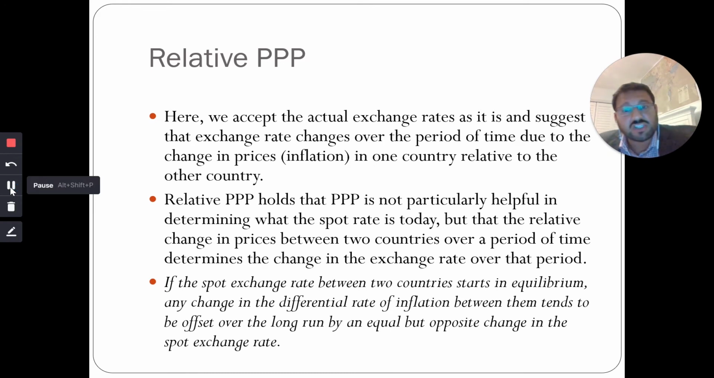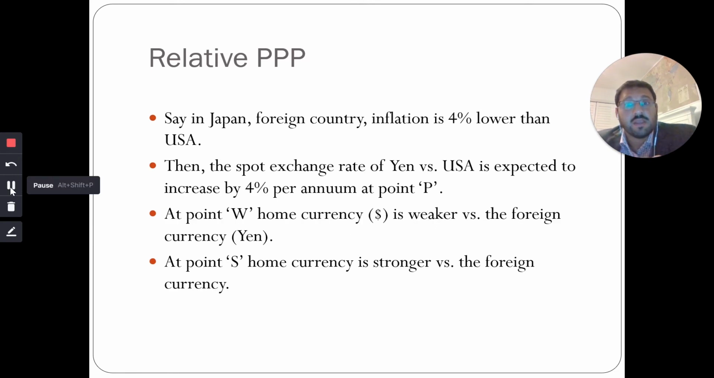So if the spot exchange rate between the two countries starts in equilibrium, any change in the differential rate of inflation between them tends to be offset over the long run by an equal but opposite change in the spot exchange rate. Maybe it's difficult for you, but with this example you might be able to understand it better. Say in Japan, which is a foreign country, the inflation is 4% lower than the USA.